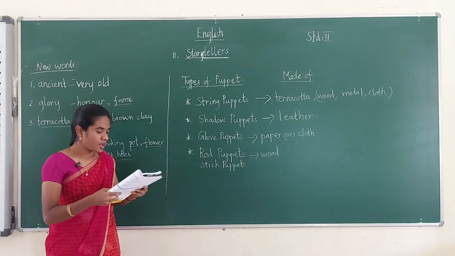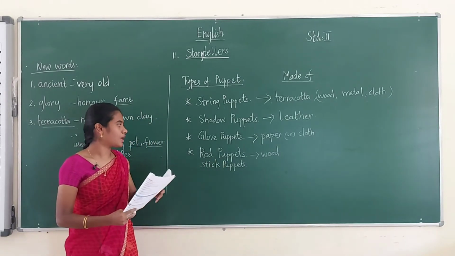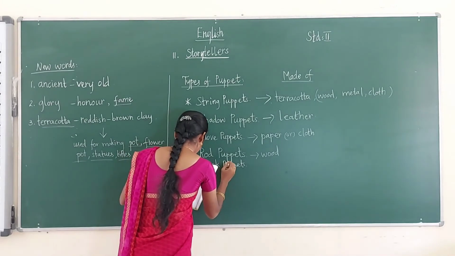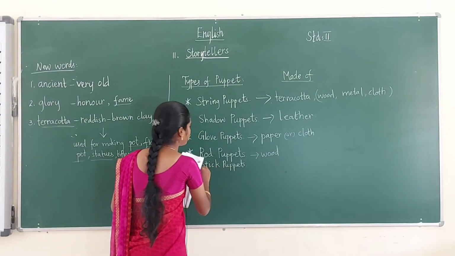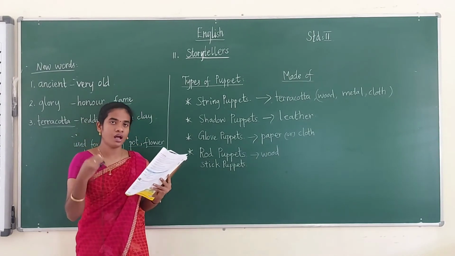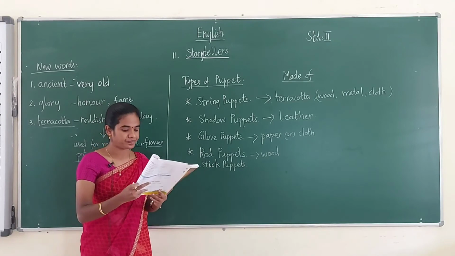They are also called stick puppets. Rod and stick puppets are the same, because they have sticks and rods fixed in their body parts. So only they are termed sticks and rod puppets.